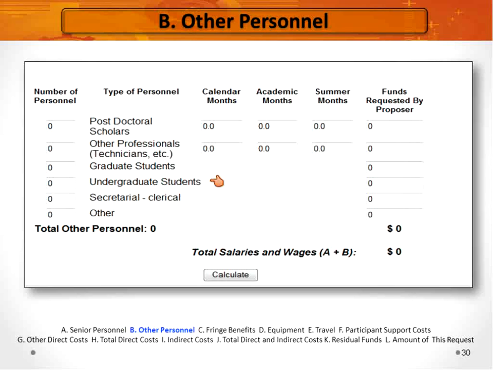So consider the type of contract the person has with the college to determine the time. Again, you've got the calendar month, academic month, and summer month categories for these top two. This one's probably the only one that would be applicable. For these others at the bottom, if you should have some undergraduate students working or you have the secretarial clerical, you put the dollar amount here in the budget, but you will explain in your budget justification how much time they're actually going to be spending on the project.